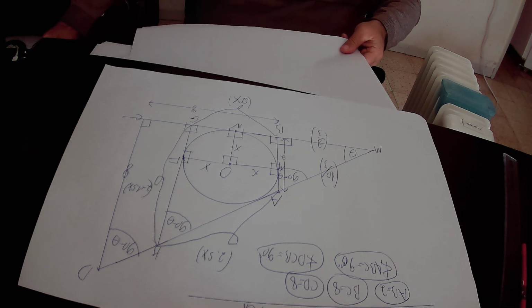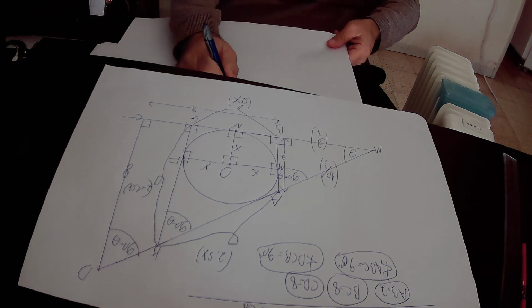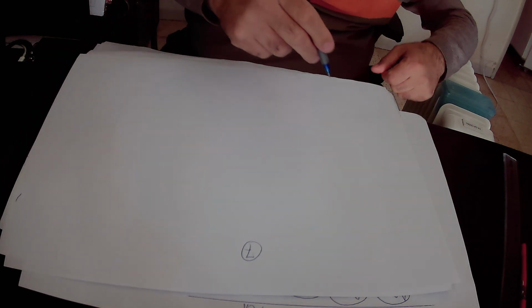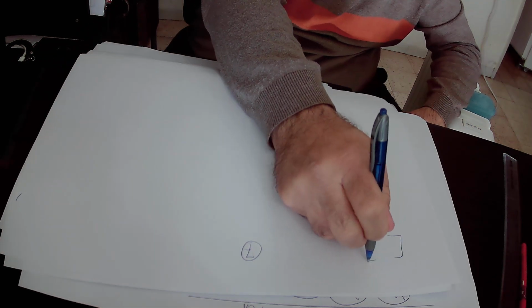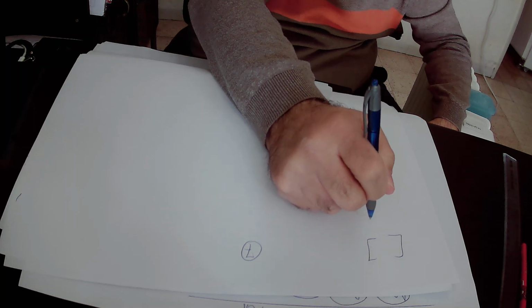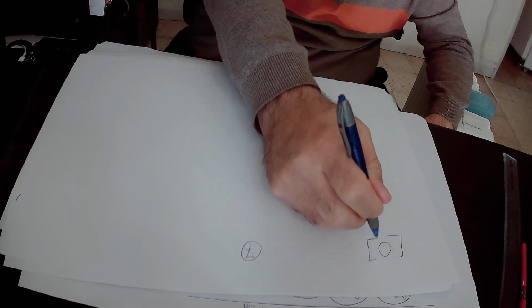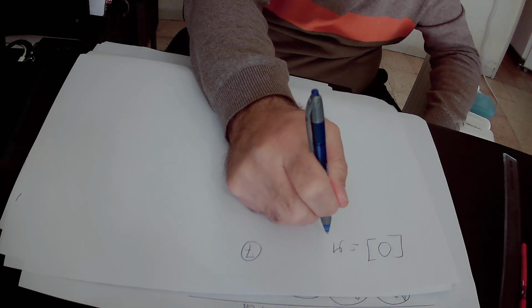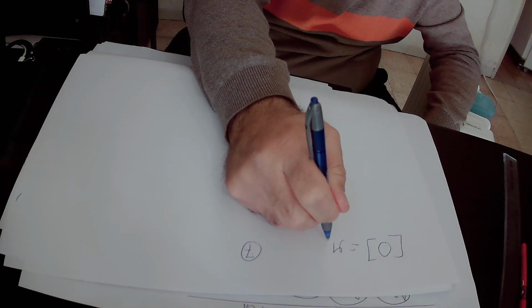Okay, and we know that the area of any circle, here the squared brackets is the sign for the area, is equal to pi times the radius squared. So if the radius is r, it is pi r squared.